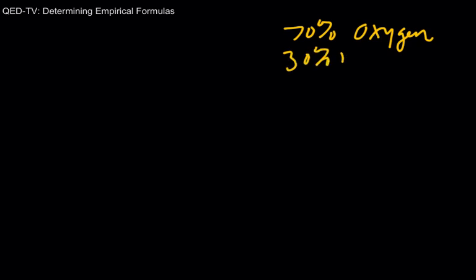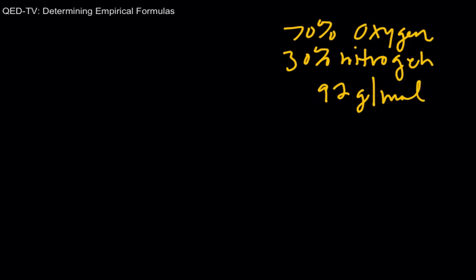Let's say we're at a crime scene. We have an unknown substance that we found, and we take a sample of the substance and put it into a computer, and the computer spits out some information, and it says that this substance is 70% oxygen and 30% nitrogen. So it's only made of two elements, oxygen and nitrogen. Let's say the computer also tells us that the molar mass is 92 grams per mole.